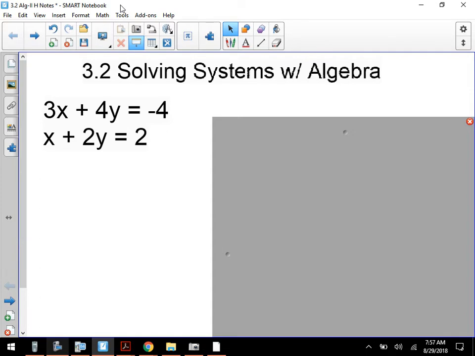3x plus 4y equals -4. And then I have x plus 2y equals 2. When I solve a system of equations, I am looking to figure out where the intersection of these two lines occurs. What is the ordered pair that is a true statement for both equations? Oops, I'm sorry, I'm standing right in front of it. Okay. Now remember, sometimes you get an answer, sometimes you get no answer if they're parallel, and sometimes you can get an infinite answer if they happen to wind up being the same line.